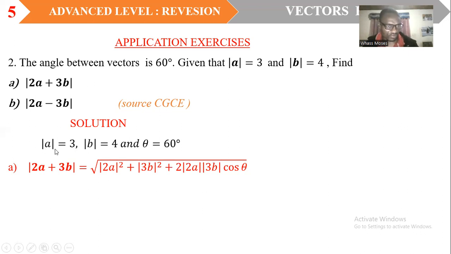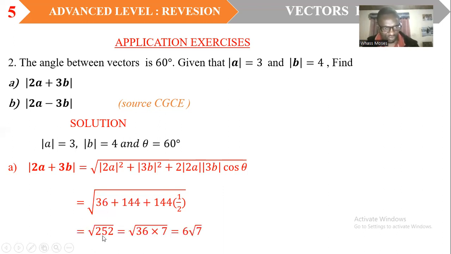And given that the magnitude of A is equal to 3, the magnitude of 2A will be 2 times 3, which is 6, and 6 squared gives 36. Similarly, the magnitude of B is 4, meaning that the magnitude of 3B will be 3 times 4, which is 12, and 12 squared is 144. 2 times the magnitude of 2A, which is 6, times the magnitude of 3B, which is 12, gives 144. And since theta is 60, cos 60 is a half. This reduces to the square root of 252. And in surd form, the final answer is 6 root 7.